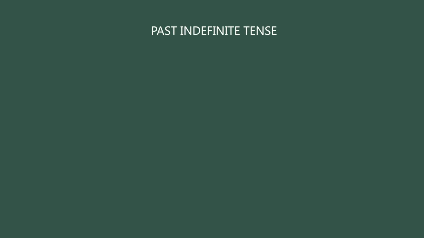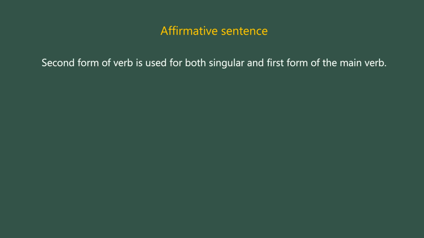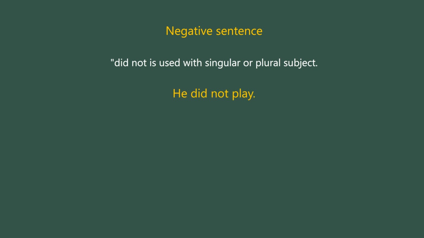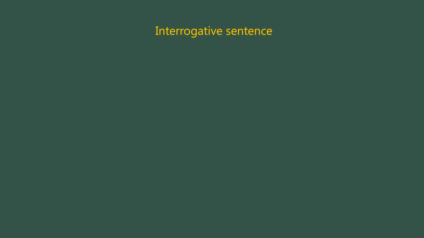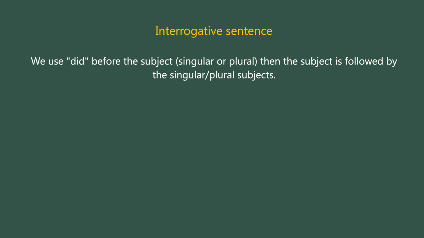Past indefinite tense. Affirmative sentence. The second form of the verb is used for both singular and plural subjects, like, he played. Negative sentence. Did not is used with a singular or plural subject, like, he did not play. Interrogative sentence. We use did before the subject, singular or plural, followed by the first form of the main verb. Did he play?